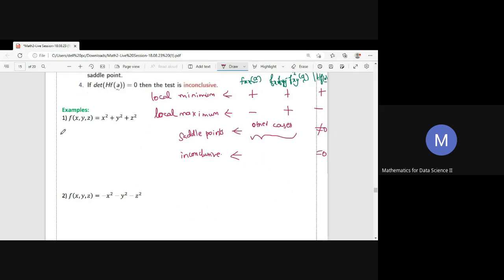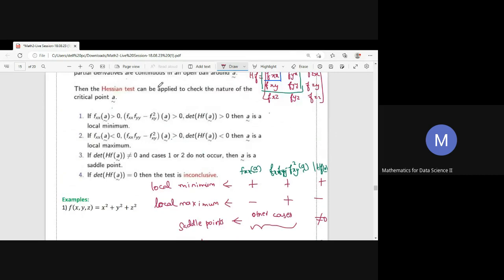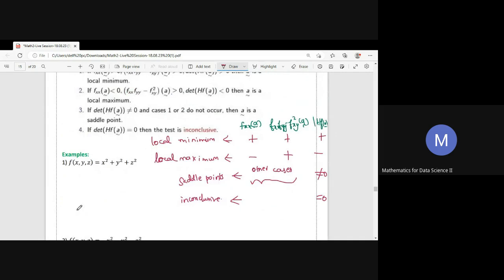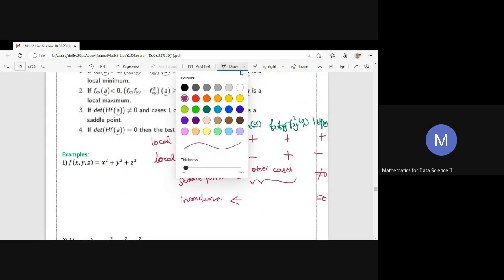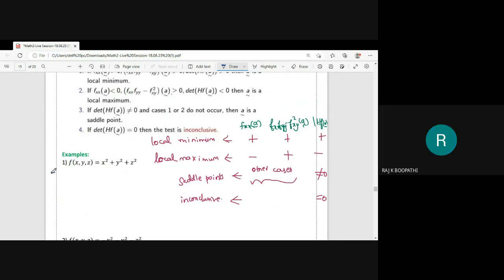So now, what is the first step here? First of all, you have to find the critical points. What are the critical points for this function? What is the gradient function here? 0, 0, 0. It is 2x, 2y, 2z. So your critical point is 0, 0, 0. This is your A tilde.